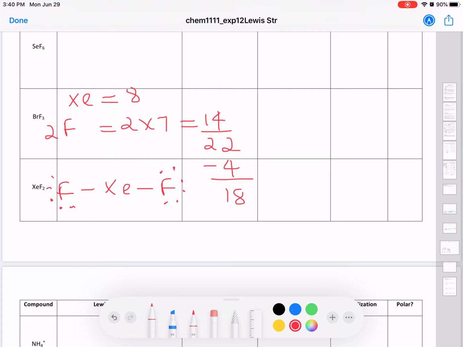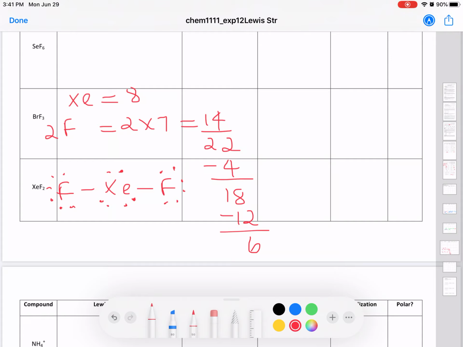So you draw it like this. Now you used up 12. How many more left? 6 left. 6 more electrons left. Now what are you going to do with that 6? You're going to put it on xenon as lone pairs. 1, 2, 3. There are 3 lone pairs on Xe. So that is the Lewis structure.